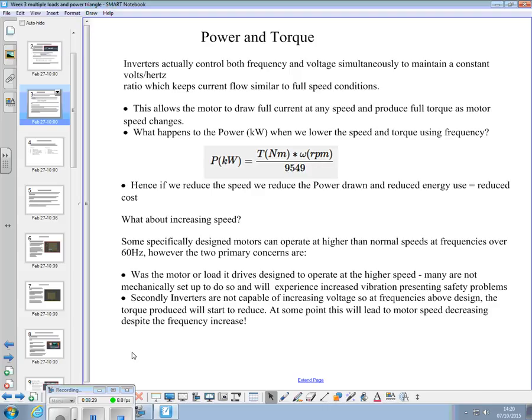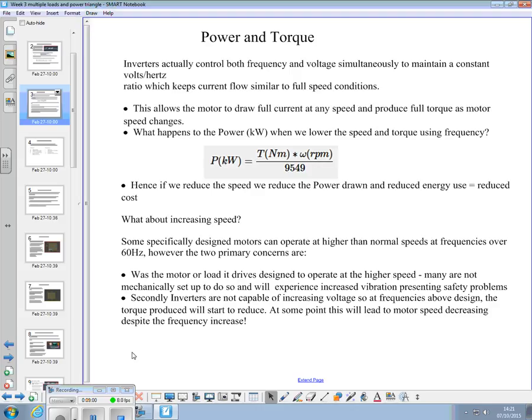What happens to the power at lower speed and torque using frequency? You can find that out from that formula. Hence, if we reduce the speed, we reduce the power drawn and reduce the energy use, which must reduce the cost of running. So if the RPM is reduced, that top line is reduced, therefore that number must become smaller, you're using less power.